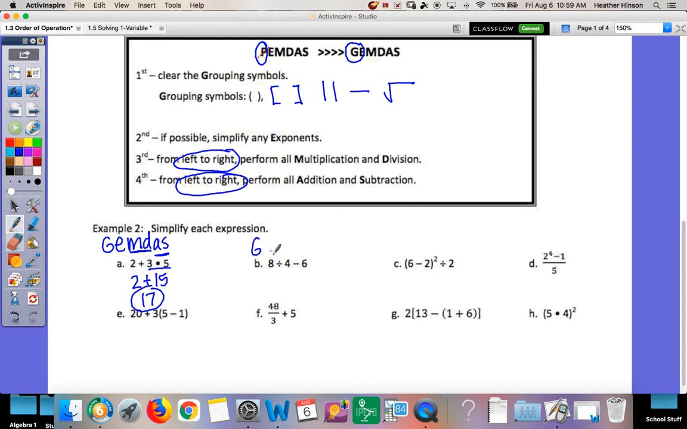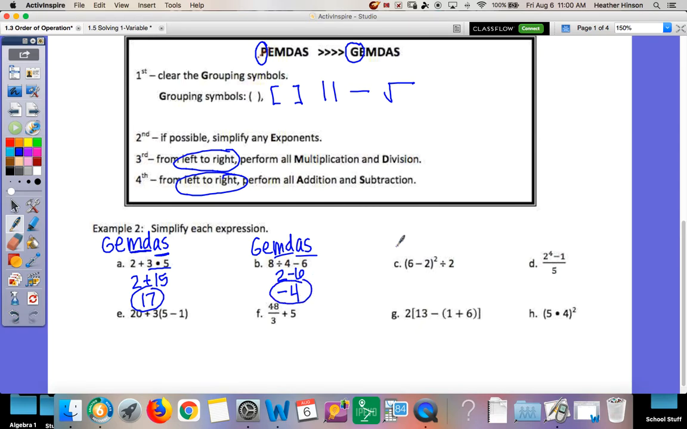So let's try for B. Do we have any groups? No. Exponents? No. Multiplication or division? Yes. 8 divided by 4 is 2. Do we have any addition or subtraction? Yes. 2 minus 6. Remember, keep the sign of the larger number. 6 is bigger. It's negative, so keep negative. And subtract. 6 minus 2 is 4. So negative 4.